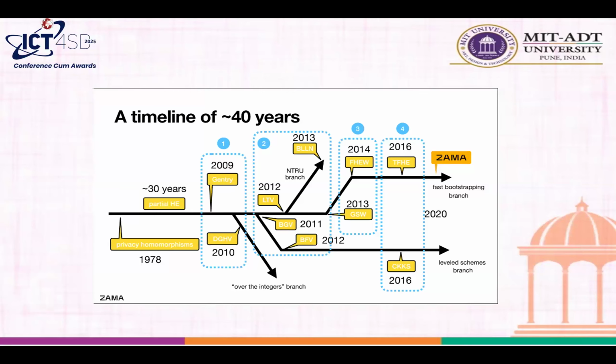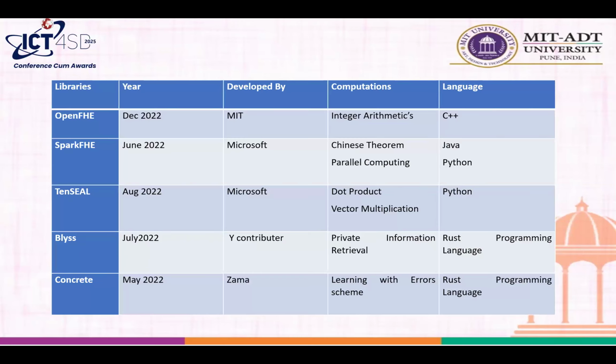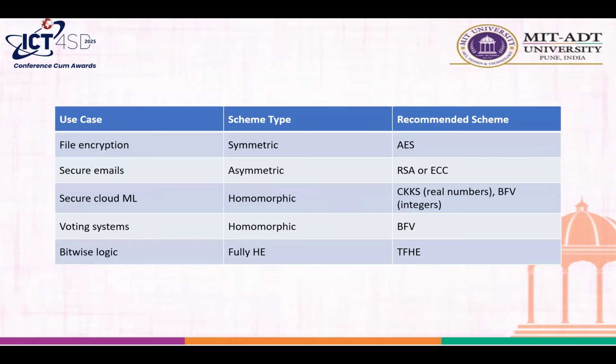Yes, sure. So this is a timeline for homomorphic encryption, where it has evolved from 1978 to 2020. These are the libraries associated with homomorphic encryption, and these are the use cases.